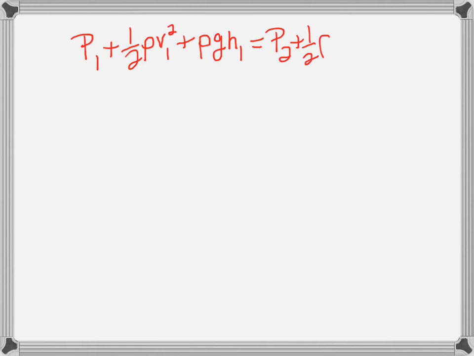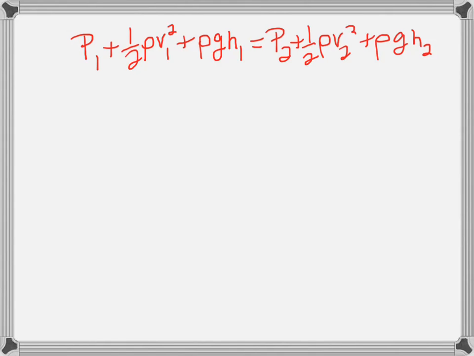P1 plus 1/2 density velocity 1 squared plus density gravity height 1 would then equal P2 plus 1/2 density V2 squared plus density gravity height 2.